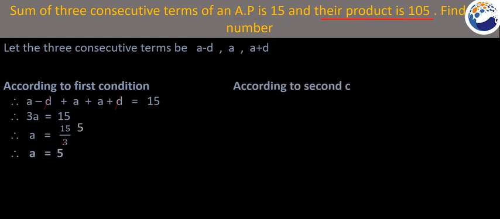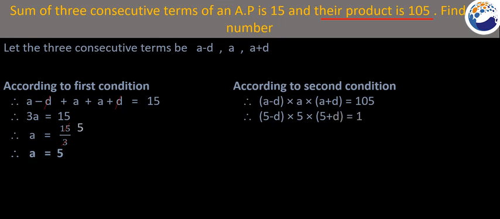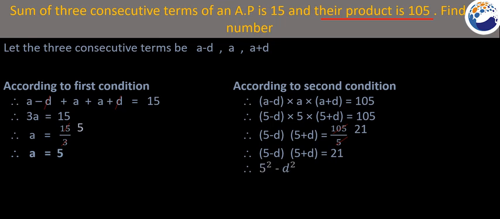According to the second condition, their product is 105. Therefore, a minus d into a plus d is equal to 105. Substituting a is equal to 5, we get 5 minus d into 5 plus d is equal to 105. 5 minus d into 5 plus d is equal to 105 upon 5, which is equal to 21. Therefore, 5 square minus d square is equal to 21. Therefore, 25 minus d square is equal to 21. Therefore, 25 minus 21 is equal to d square. Therefore, 4 is equal to d square.